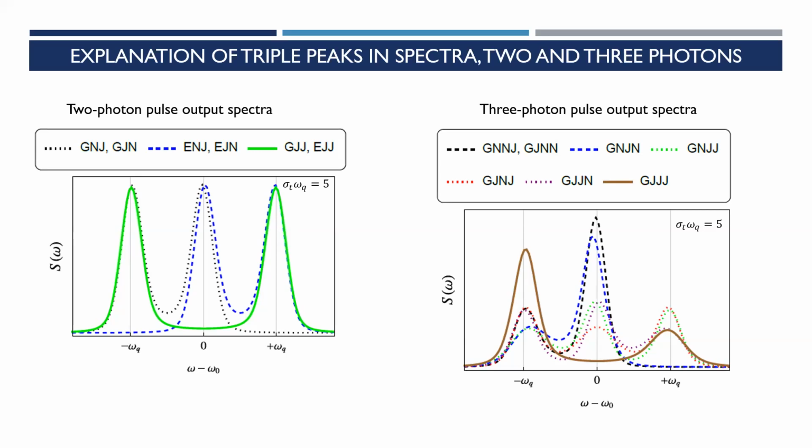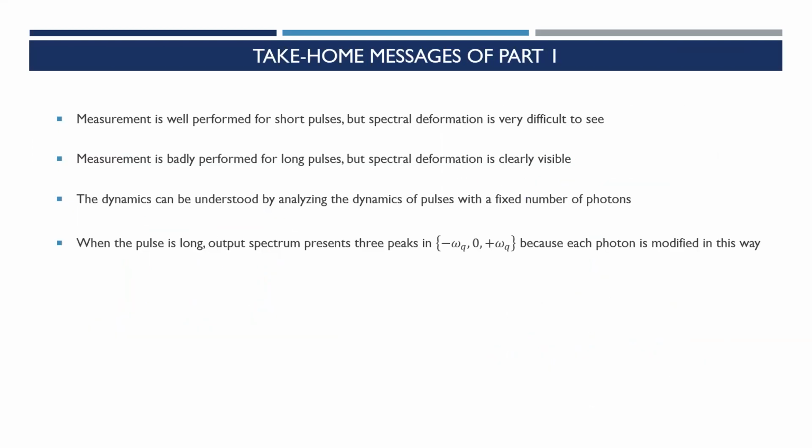Okay. So to recap this first part, we have seen that the measurement is well performed for short pulses, but the spectral deformation on the meter is difficult to see. On the other side, if we measure with long pulses, we have a measurement that is badly performed, but the spectral deformation is clearly visible. And then we showed that we can actually analyze the dynamics. By the way, the dynamics is resolved in time. So we don't only have the scattering states, we have the states, formally speaking, at all times. And we basically explained why, when the pulse is long, we have this structure with 3 peaks in minus omega q, 0, and plus omega q.